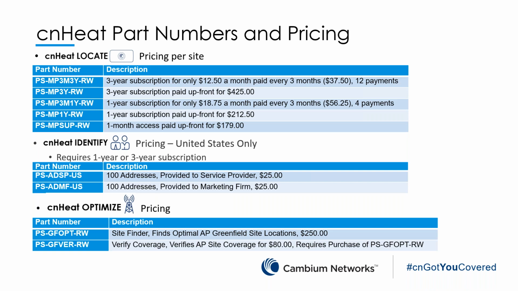Okay, so lastly, I want to share with you just general cnHeat part numbers and pricing, and you can work with ISP Supplies. If you want to buy cnHeat, we offer locate, with what I just showed you. You can buy 3-year subscriptions or 1-year subscriptions, and you can pay monthly for $12.50 a month. Actually, what happens is we collect payments every quarter at $37.50. There are 12 payments, or you can pay for the subscription all up front. So 3 years, 1 year, and if you really want to just do a site for a short period of time, we can provide you a 1-month site access too.